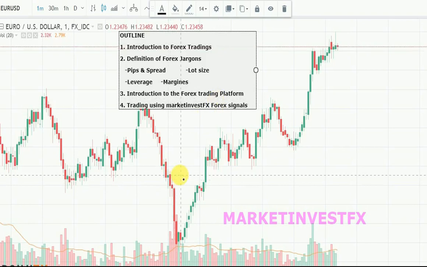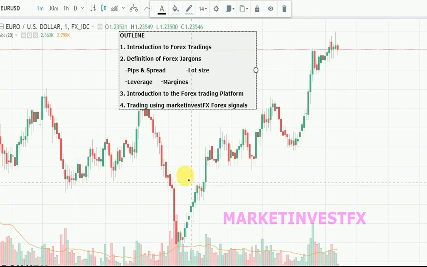Today we'll be talking about Forex trading. We've done an introduction into the foreign exchange markets. We've also done an introduction into trading binary options and using our signals to trade binary options. However, today we will be talking about trading the Forex market.